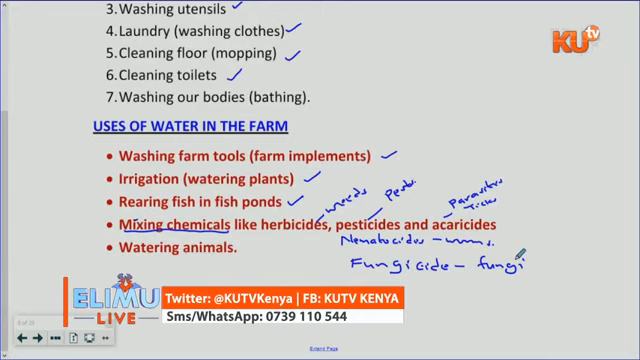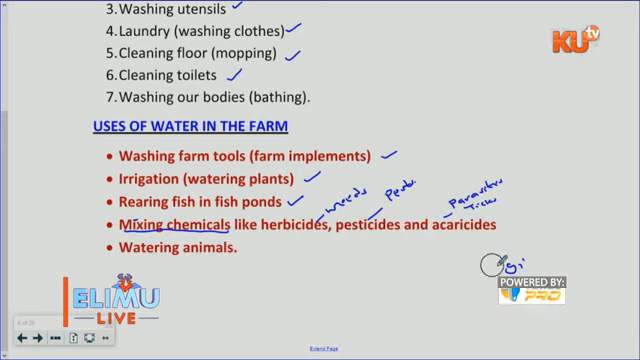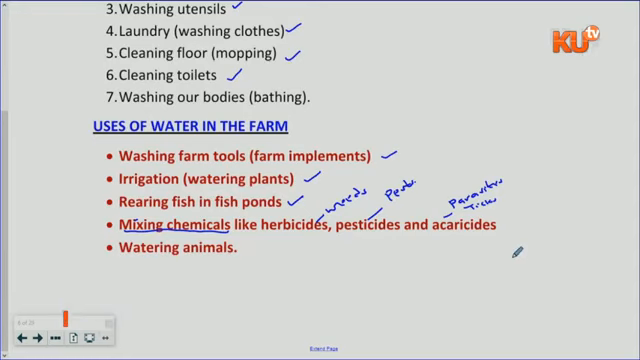Herbicides can be used to control weeds, because weeds are found in the farm. Nematocides are for worms, since animals can have worms. Fungicides are for fungi, and we know a fungus is a harmful plant. So you can find that among these uses of water, we have something called mixing chemical. And this mixing chemical, we shall also find somewhere else. So in the farm, it is there.